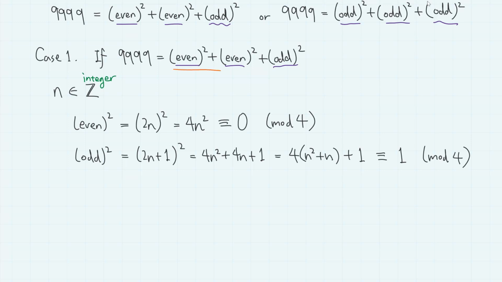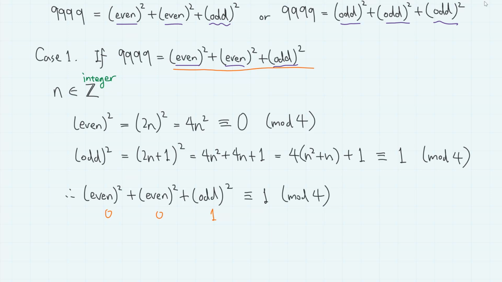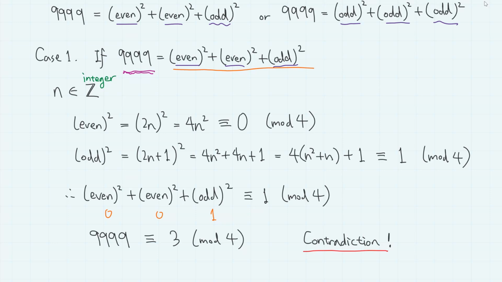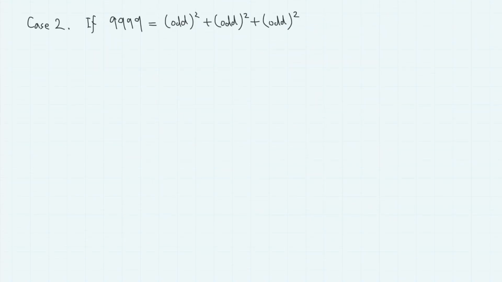This means that this right-hand side is congruent to 0 plus 0 plus 1, hence 1 mod 4. However, 9999 is congruent to 3 mod 4. Therefore, we have a contradiction, meaning that this is an invalid case. What about the other case, three odd numbers?